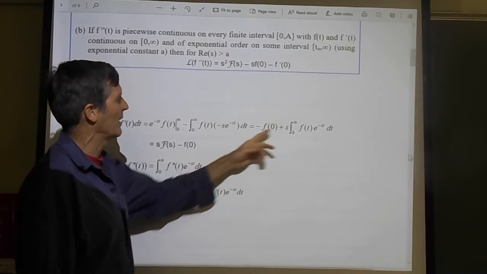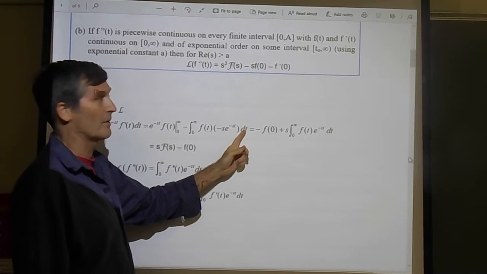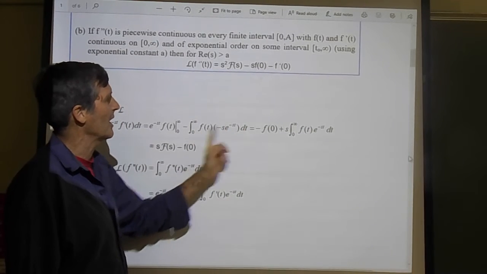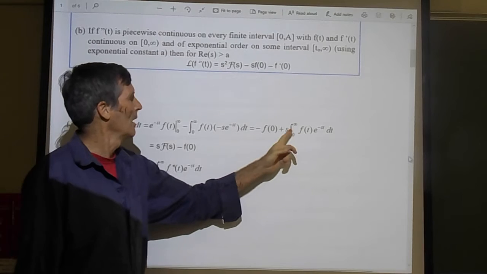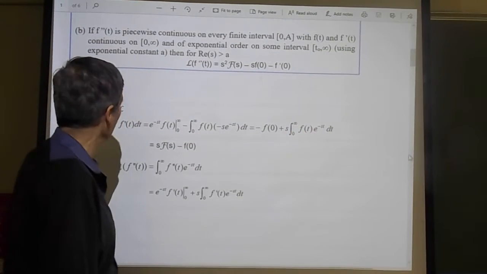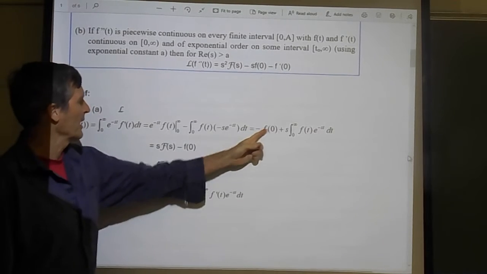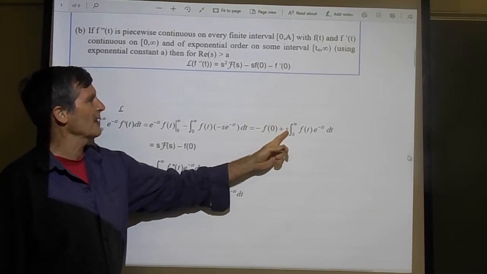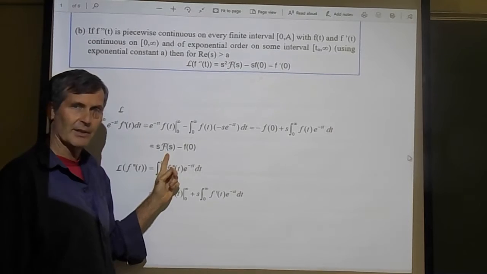When you evaluate this one, you can pull the s out because we're integrating with respect to t, treating s as a constant. We have this integral, but wait a minute, that's the Laplace transform of f of t instead of f prime of t. So what we have is minus f of 0 plus s times the Laplace transform of f. See how easy that proof is?